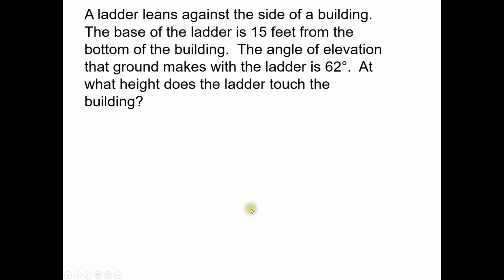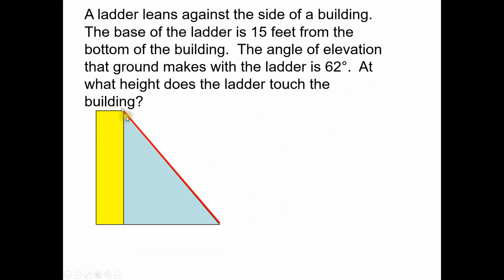And here's a word problem. A ladder leans against the side of a building. There it is. See that ladder? It says the base of the ladder, in other words, the bottom of the ladder, is 15 feet from the bottom of the building. So we put the 15 there. And the angle of elevation the ground makes with the ladder is 62 degrees. So we put the 62 there. And it says, at what height does the ladder touch the building? It touches right there. So it's talking about this straight up and down height. So that's my x.